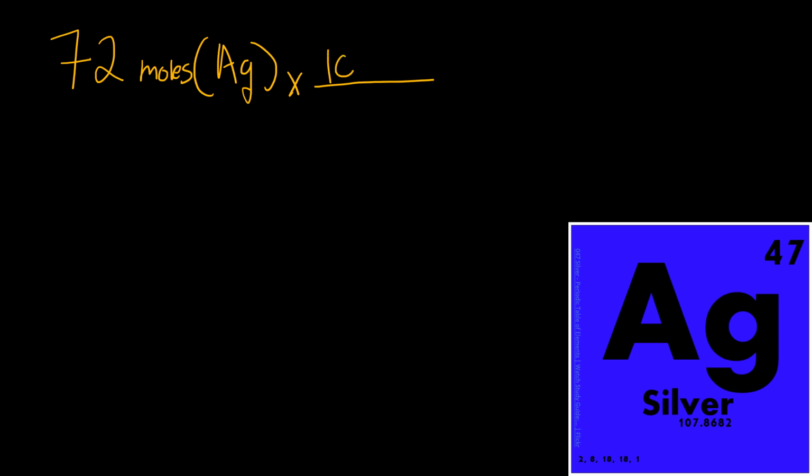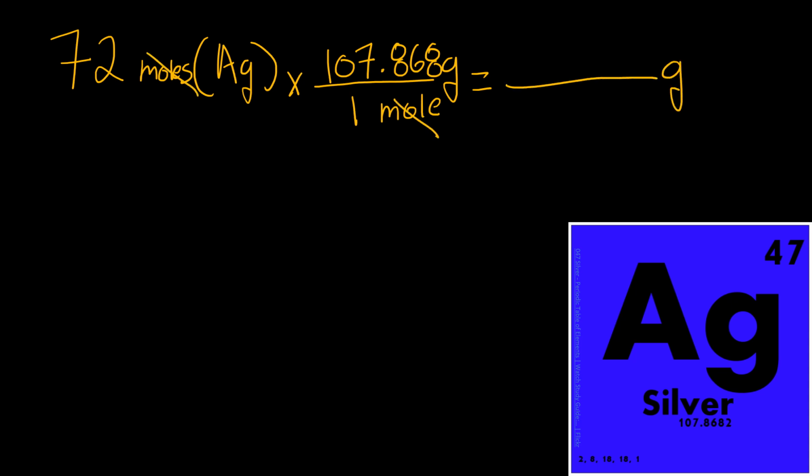We're going to say that 107.868 grams is going to equal 1 mole. When you multiply across, your units of moles will cancel, and your answer will be left in grams. So now all you have to do is multiply 72 times 107.868. Your answer ends up being 7,766.5.